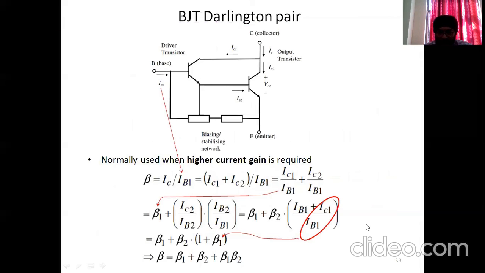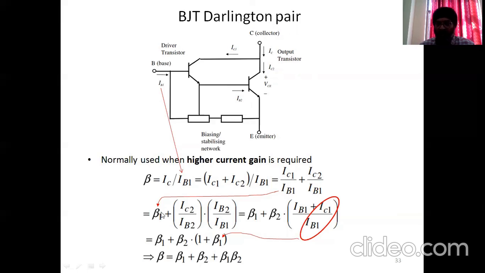So how to improve the current gain over here? We can use these BJTs in the form of a Darlington pair. If we configure these two transistors in Darlington, we can have a high current gain. This is the output current IC, and this is the input current IB1. The total current gain of this Darlington is IC divided by IB1. And IC we know is IC1 plus IC2. So we simplify to IC1 by IB1 plus IC2 by IB1.